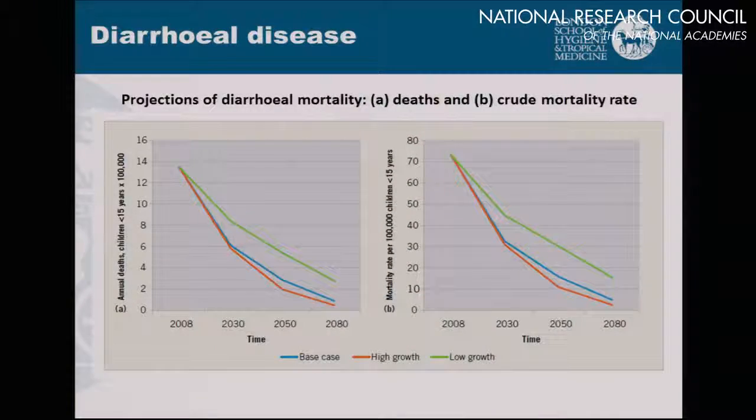To illustrate that, this is very dramatic. These are the mortality projections for diarrheal disease in children. You can see how rapid that decline is. I'm not saying this is plausible or likely, because projecting future mortality is difficult. We can look at the MDGs, and we know some of the MDGs are met, but the MDG for sanitation has not been met. So this might be an overly optimistic picture for diarrheal disease.